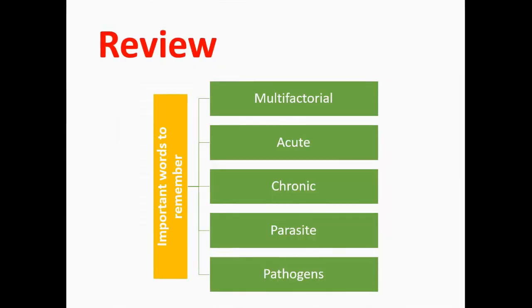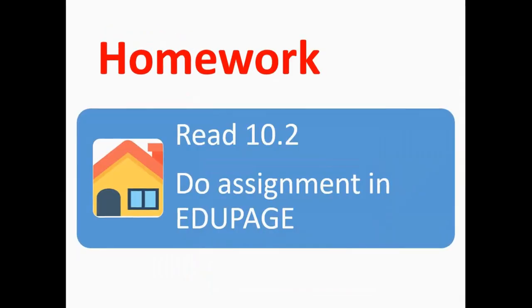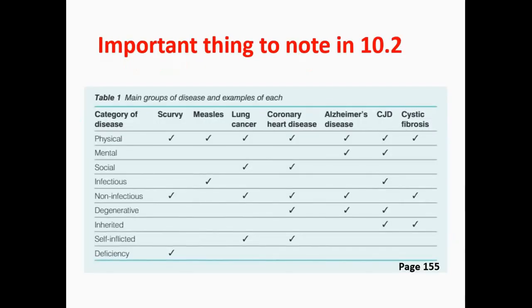At this stage, you should be able to define all these terms: multifactorial, acute, chronic, parasite, pathogens. And here's your homework. Please read topic 10.2 carefully on your own, as it's an extension, and note that questions from it will also be included in the upcoming exam. And also finish the assignment given on the Edu page. Last thing to add, while reading topic 10.2, please pay attention to table 1 on page 155 of the textbook.